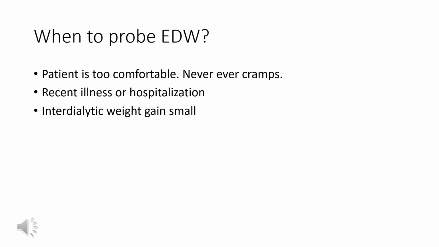So when do we probe dry weight? When the patient is too comfortable. For example, the patient tells you, never cramps, ever. Well, it may be because the dry weight is set too high. The patient has had a recent illness or hospitalization, say a pneumonia, was in the hospital for 2 weeks, hypotensive, never could remove weight on dialysis, comes back to the dialysis unit and now has lost weight.